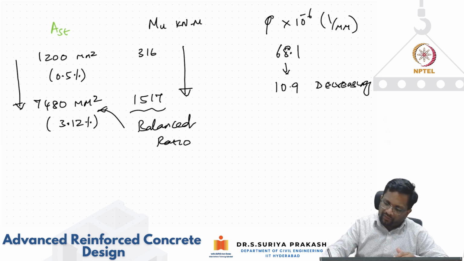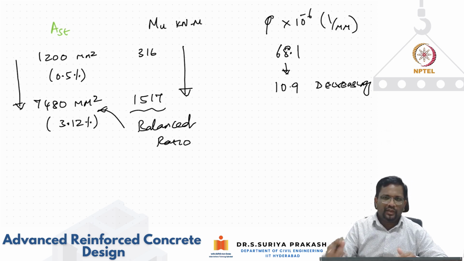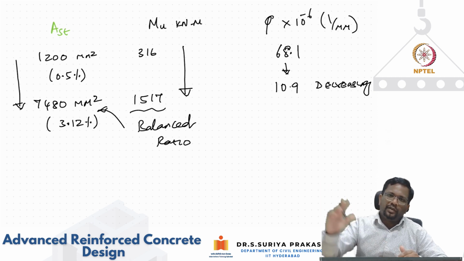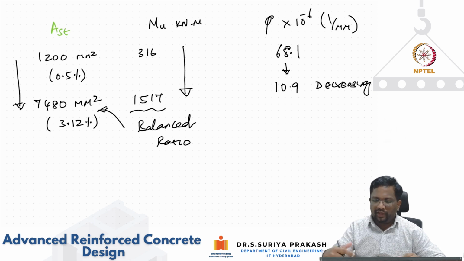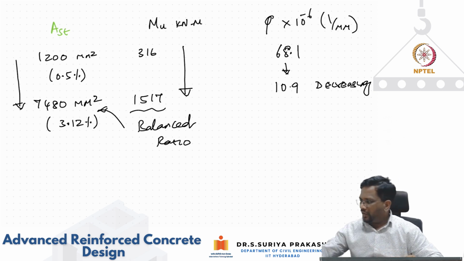So it has gone from 68 to 10.9. However, moment capacity is increased from 316 to 1570. It's not a linear increase, but there is a proportional increase. I put more amount of steel, I also get nearly the same proportion of moment resistance capacity. So this is what we have to see.